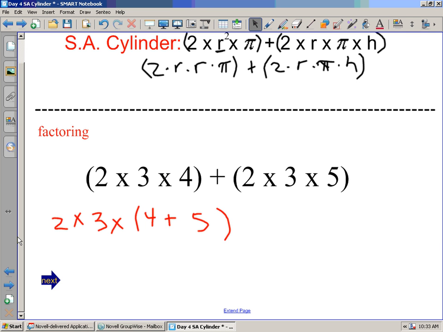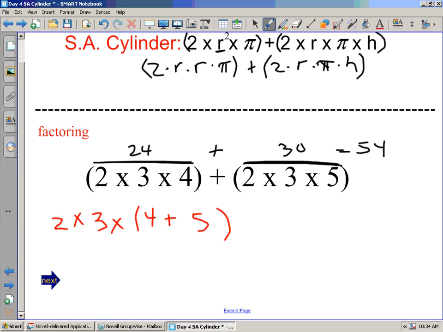Now most students would look at that and go, well, the problem on the bottom is a lot easier. Yeah, it is. We've simplified it. I do want to prove that this is the same. So let's check our answers. If I multiply these three, 2 times 3 is 6, times 4 is 24. I multiply these three, 2 times 3 is 6, times 5 is 30. Adding those two together, this top problem is 54.